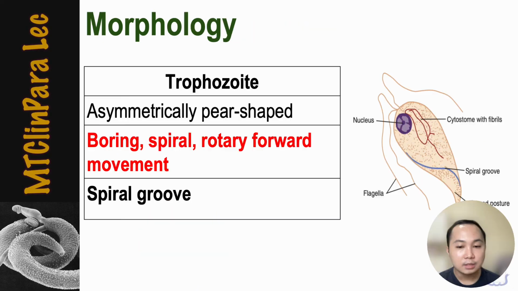So for the morphology, the most important thing to highlight here is the presence of a spiral groove. According to the book, it has no function, but the presence of this may be diagnostic for this particular parasite, your Chilomastix mesnili. It was also mentioned in the book that it exhibits a boring spiral rotary forward movement. Unfortunately, we don't have any videos with regards to this since this is not well studied.